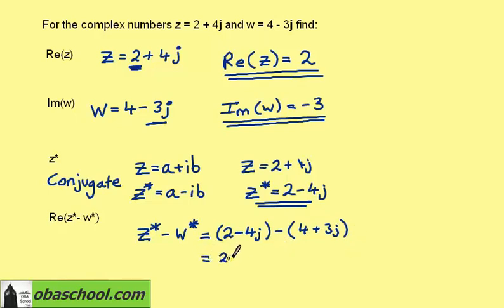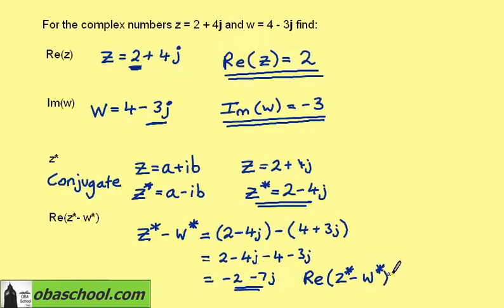Taking away the brackets, we have 2 minus 4j minus 4 minus 3j, so we have minus 2 minus 7j. We want the real part of this number, so the real part of z star minus w star is equal to minus 2.